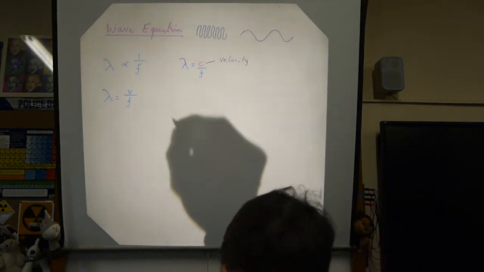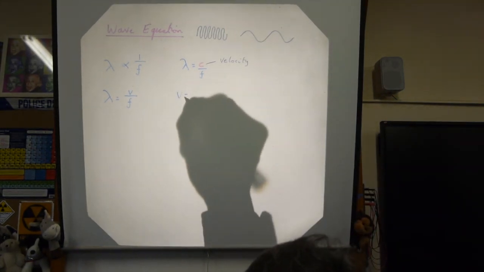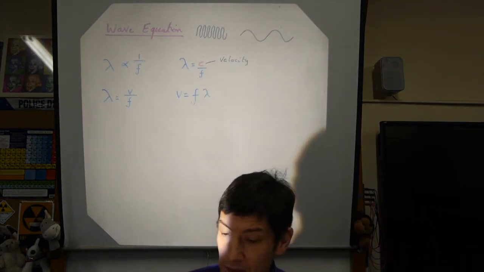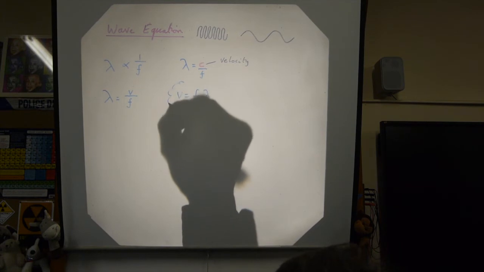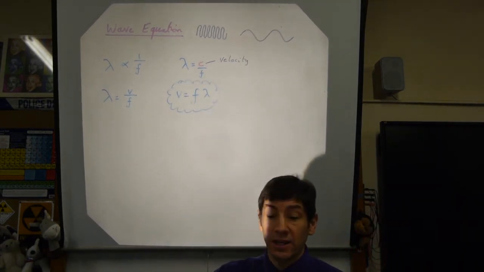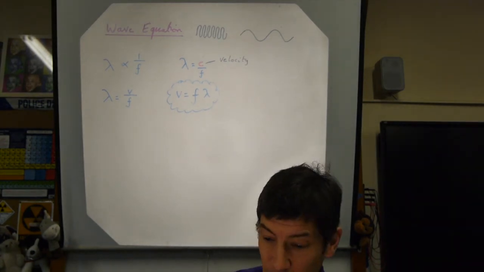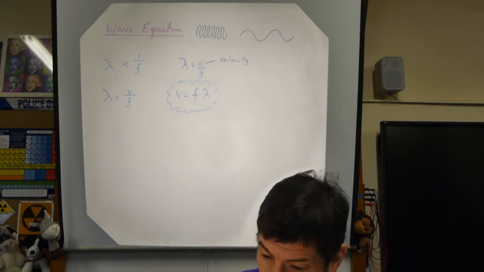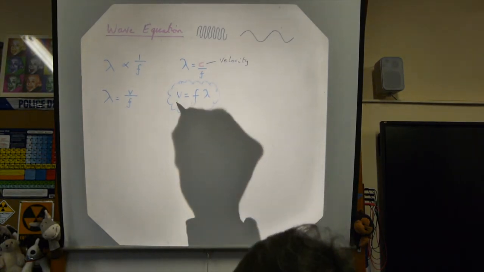Okay, let's just rearrange it. V equals F lambda. Okay, and I'll squiggle around this, because whilst that was GCSE, you absolutely must know this formula and you must just completely be conversant with it. Just want to show you something a little bit clever on this.